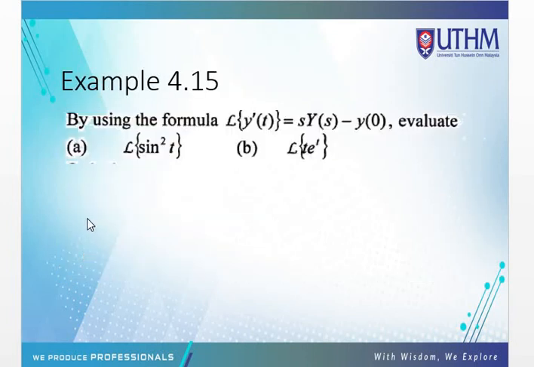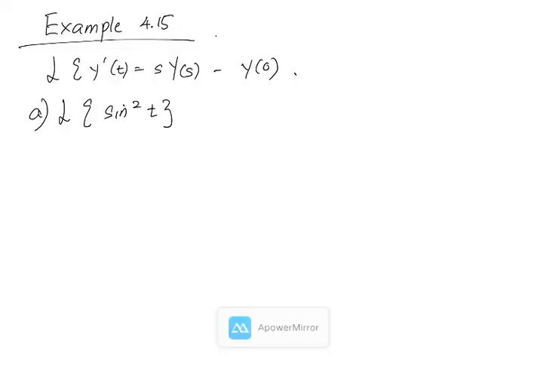Now let's look at the example. By using the formula of the Laplace transform, the Laplace transform of y prime(t) is equal to sY(s) minus y(0). Evaluate the Laplace transform of sine squared t. So in this question, y(t) is equal to sine squared t, or this is equivalent to (sine t) squared.